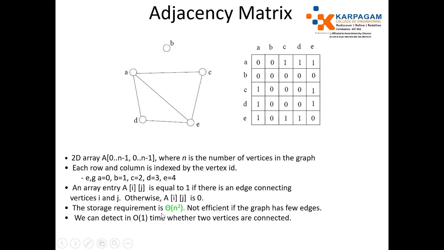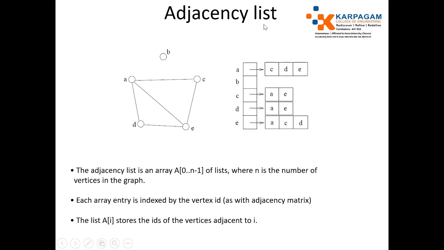The storage requirement is order of n squared, because for representing n vertices, we need n squared spaces. Not efficient if the graph has few edges. For example, if you have a graph which has several nodes but only a few edges, this representation will not be efficient. We can detect in order of one time whether two vertices are connected, constant running time in a matrix.